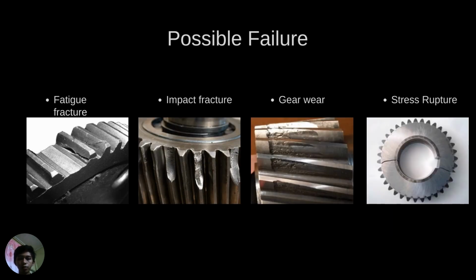The four possible failures: fatigue fracture is due to poor design, incorrect assembly and overloads. Then impact fracture is normally due to inadequate use specification and misuse during operation. Furthermore, gear wear may happen because of moderate wear and tear, frosting and abrasion. Last but not least, stress rupture is caused by oxidation and phase change.